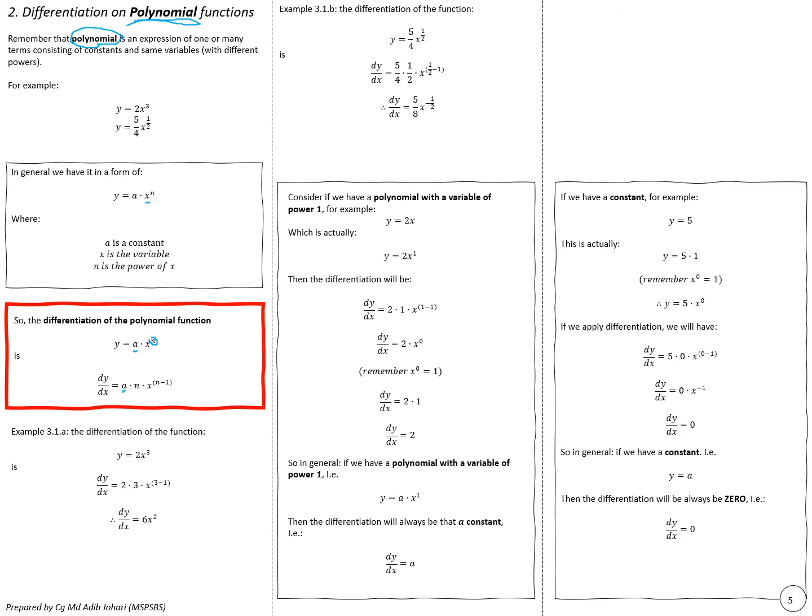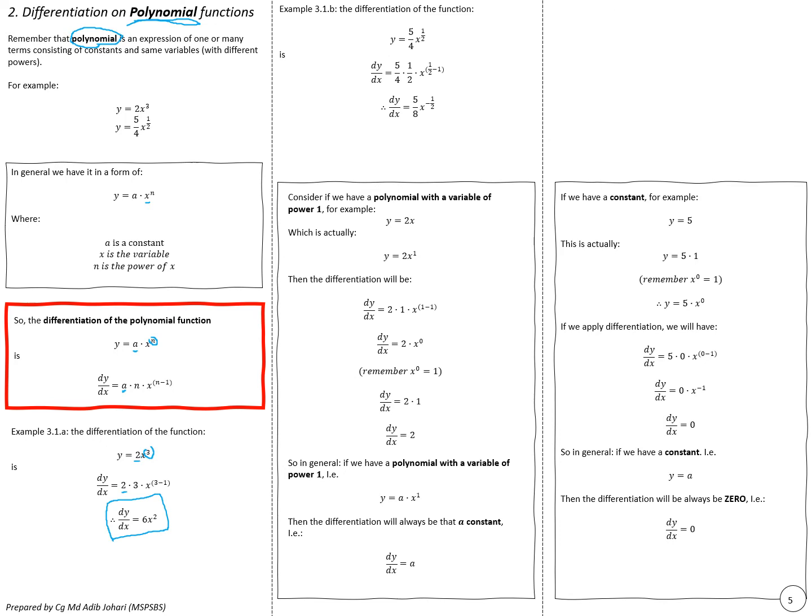So for example, I have y equals 2x cubed. 2 is a constant under multiplication here, so you just copy it and set it aside. Then the power 3, you bring it down as multiplication. And then finally the power 3, you always minus with 1. Simplifying it, you get this. So it's pretty straightforward.